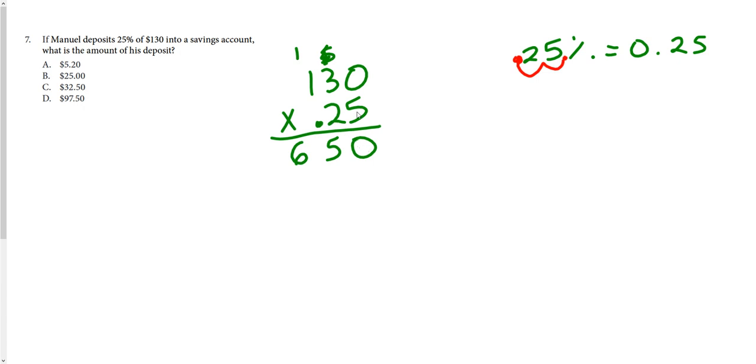650. Now we have to move over to the 2 and multiply the 2. And whenever we multiply by the second number over, we move over 1, so we have to add a 0 placeholder there. 2 times 0, we get 0. 2 times 3, we get 6. 2 times 1, we get 2.